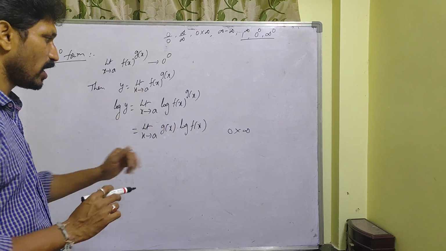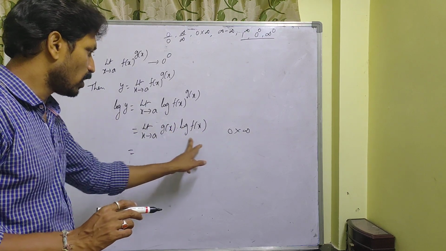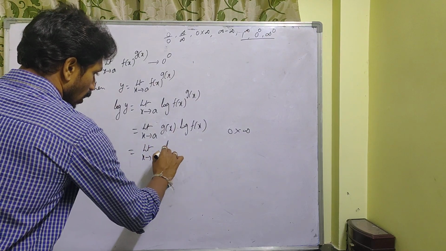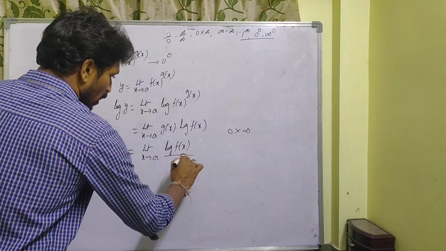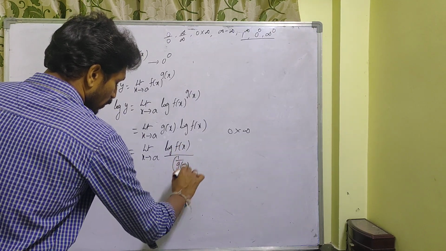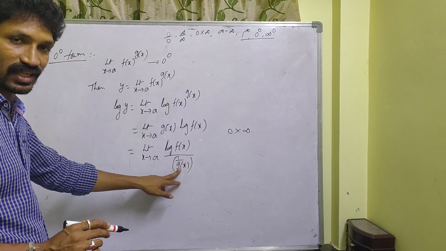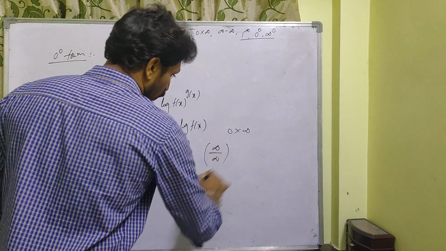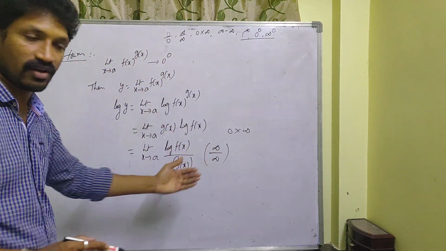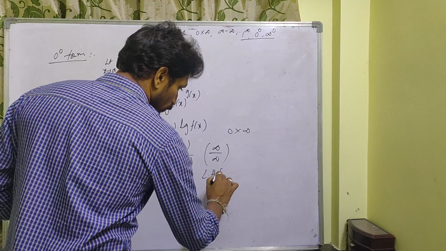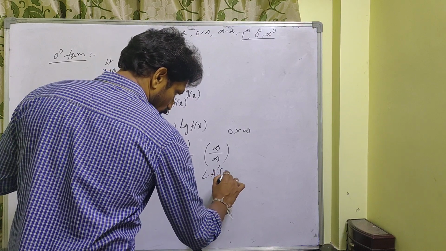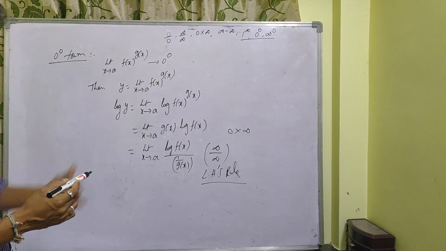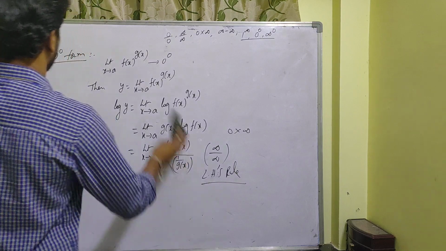So whenever it is 0 into infinite, how to do it? This 0 form can be transposed to the denominator. Then limit x tends to a, log f of x by 1 by g of x, you can write. See, this 1 by g of x is nothing but 1 by 0, and 1 by 0 is infinite. This is in the form of infinite by infinite. So whenever it is in the form of infinite by infinite, apply L'Hospital's rule.